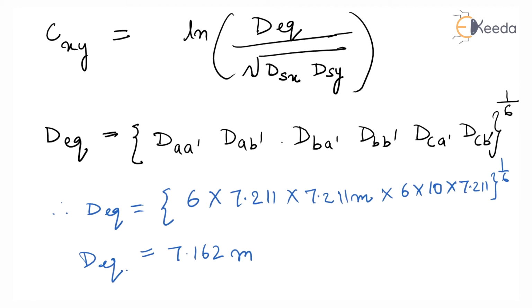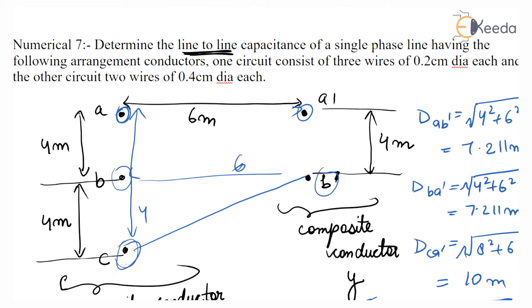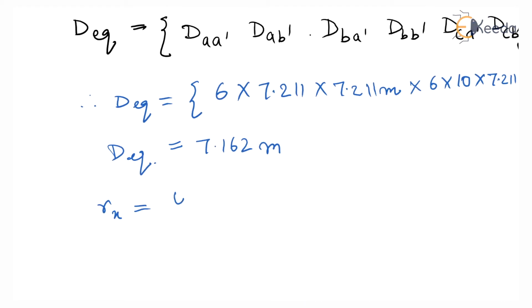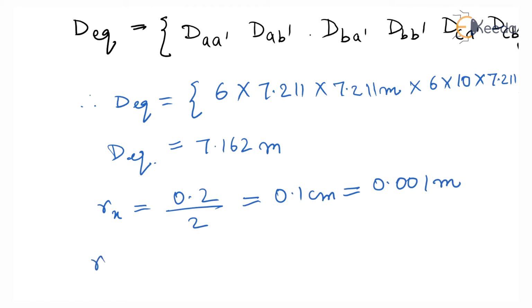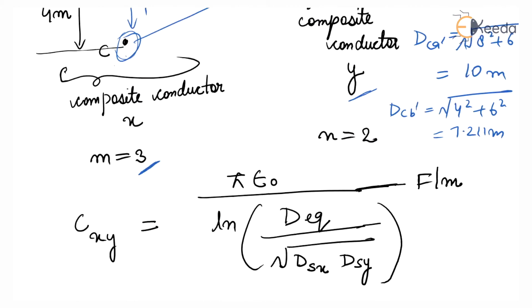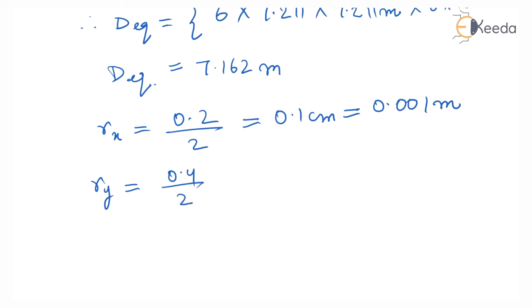Now we have to find out the self GMDs, DSX and DSY. We know one circuit consists of 3 wires of 0.2 centimeter diameter each, so Rx is equal to 0.2 by 2, so this is 0.1 centimeter, which is 0.001 meter. Similarly, Ry, the radius for conductor Y, has 0.4 centimeter diameter, so 0.4 divided by 2 is 0.2 centimeter, which is 0.002 meter.